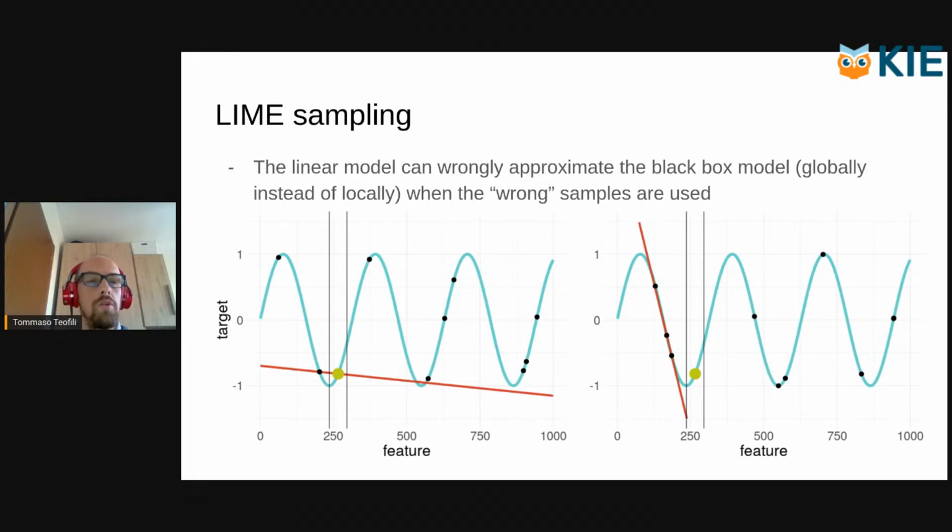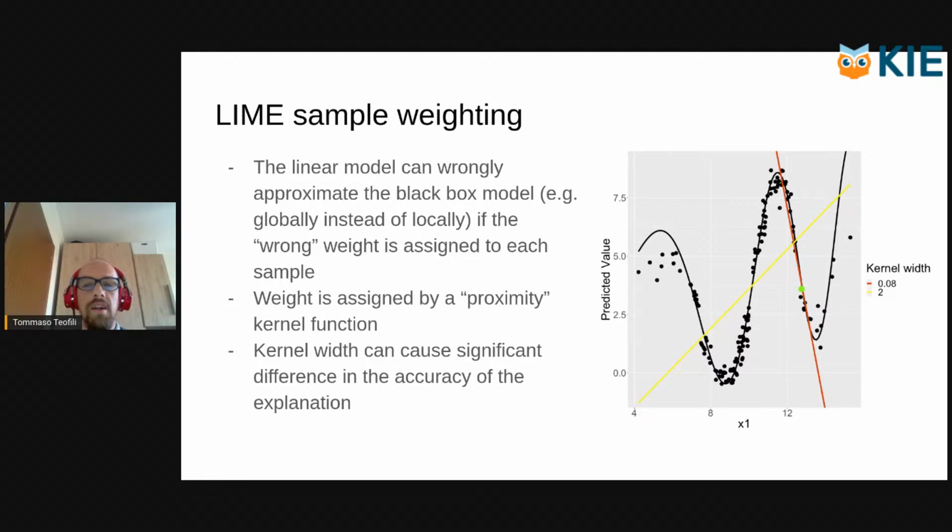One thing to look into, as we said, is the way the sampling is done. So in some cases, if we are unlucky with the number of samples that are generated, the linear model can wrongly approximate the black box model globally instead of locally. So on the left-hand side of this figure, we can see that the linear model, the red line, is much closer to the global model, whereas on the right-hand side it is much closer to how the model works locally to the input that we want to explain. So this is something very important to get right. Another thing is that the weight that is given to each sample that is generated is very important in order to get, again, the linear model right.